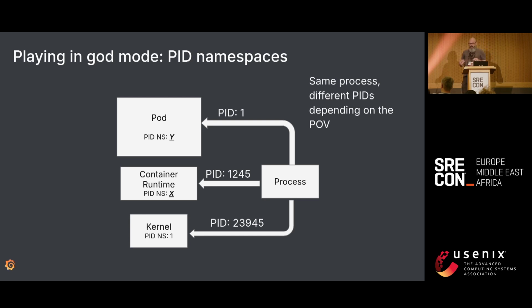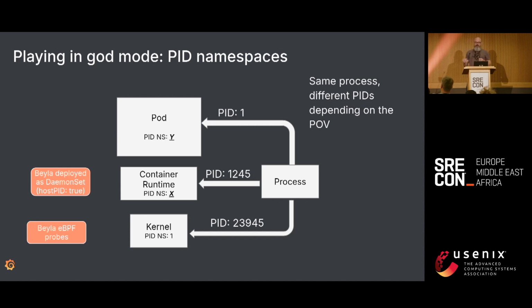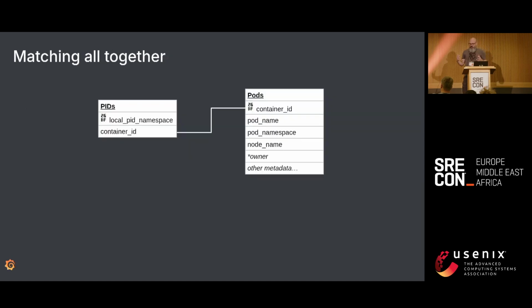There's a big challenge here. How do we match PID with pod? We're playing here in God mode, because the same process, depending on the point of view, is going to have different PIDs. For example, when the probe is executed, the PID at the kernel level is this specific number, but the one provided by the container runtime, when you set host PID to true, is different. If you are running Beyla as a sidecar container, the PID is going to be the one in the pod, and it's going to be just one. How do we match all of these together?